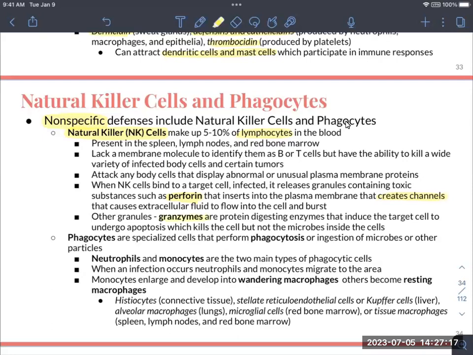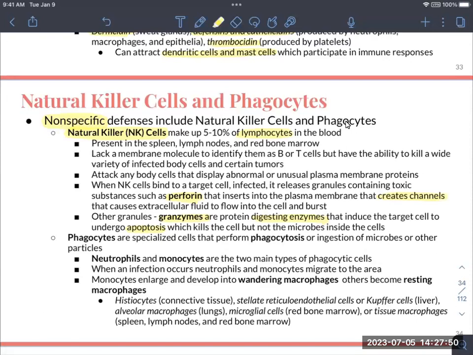Granzymes. These are digesting enzymes. And they cause that target cell to go through apoptosis, just to die. So that whatever pathogen may be hiding or using our cells' materials will just come in and die. That cell will no longer be effective in that new cell's job.